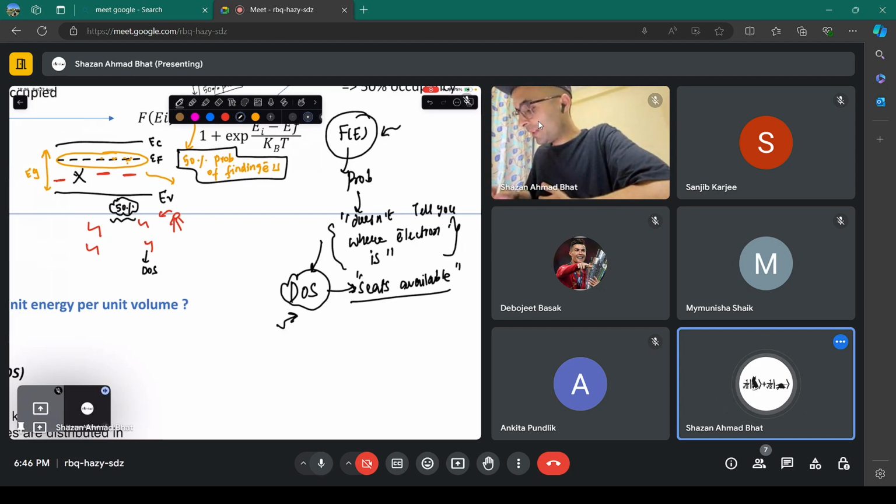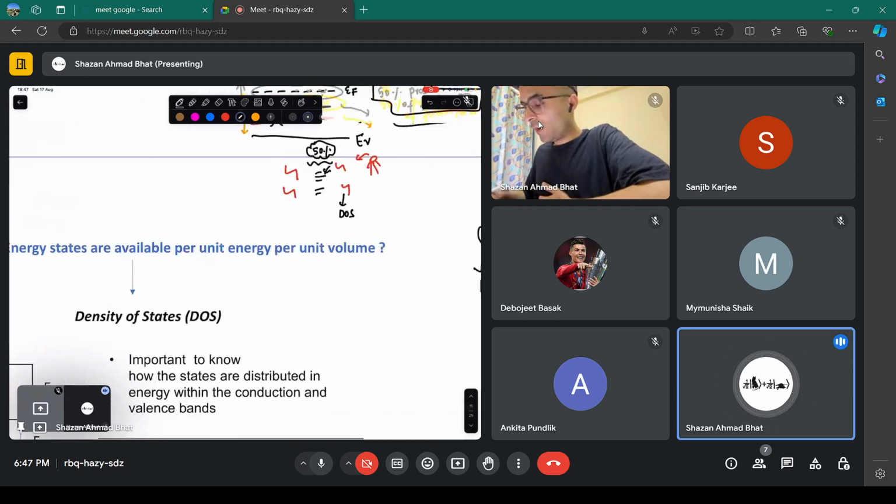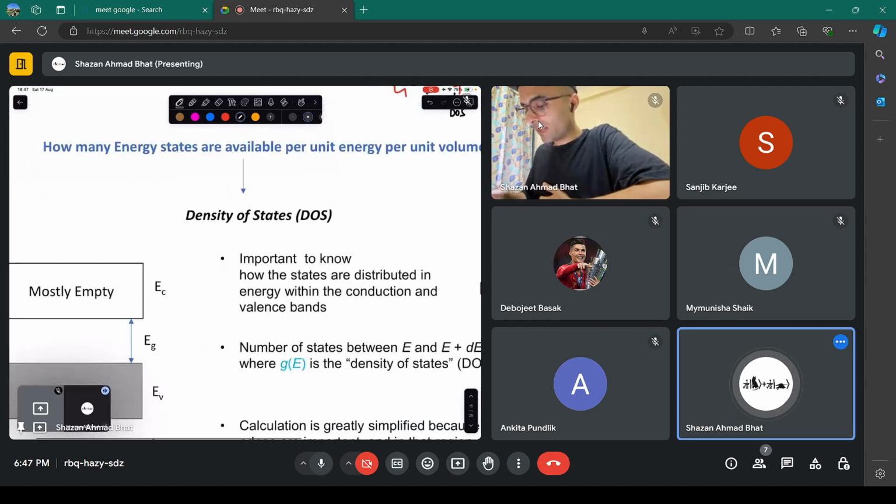When there are seats available, then you can talk about there being a 50% probability of sitting at this particular place. Now, if there is a seat available, the electron can sit here. But if there is no seat, the electron cannot sit here. That's why we transition into something called density of states.